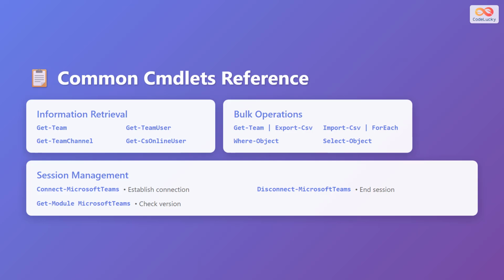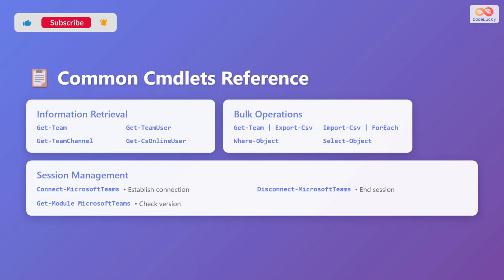For bulk operations, you can combine Teams cmdlets with PowerShell's built-in commands. Use Get-Team piped to Export-Csv to extract team data to a file. Use Import-Csv piped to ForEach-Object to perform batch operations from spreadsheet data. The Where-Object cmdlet filters results based on conditions, and Select-Object lets you choose specific properties to display or export.